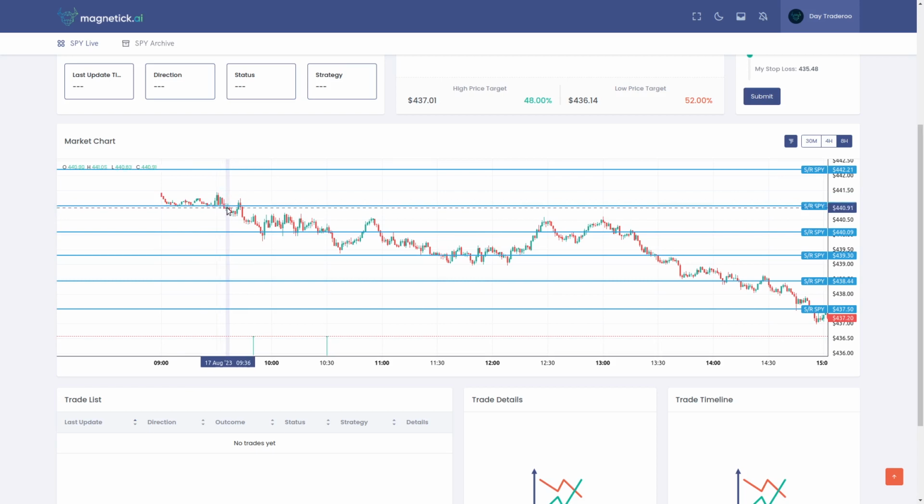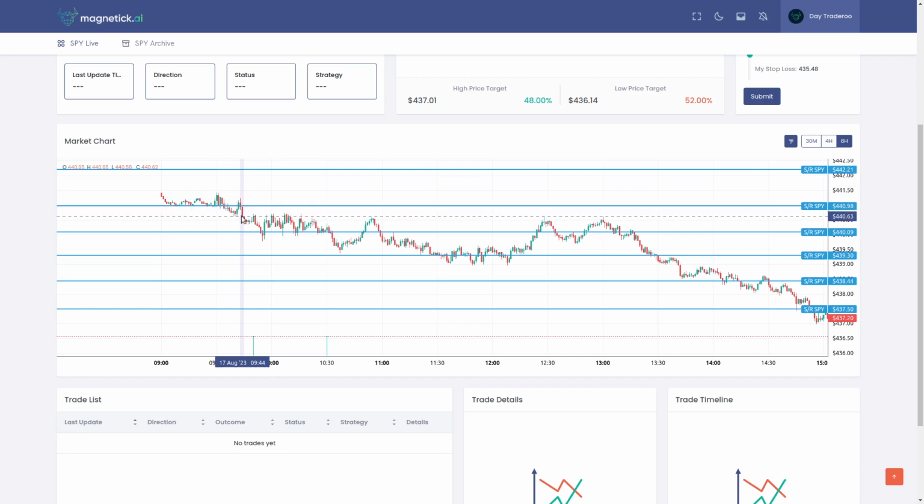So the opportunity here was when the price came back and tested this level, and there was a rather strong rejection at this level. So this moment was an opportunity to go short with a stop loss above this high here.